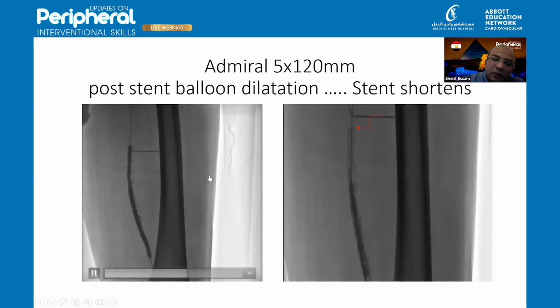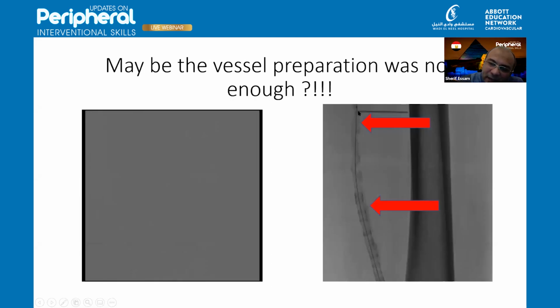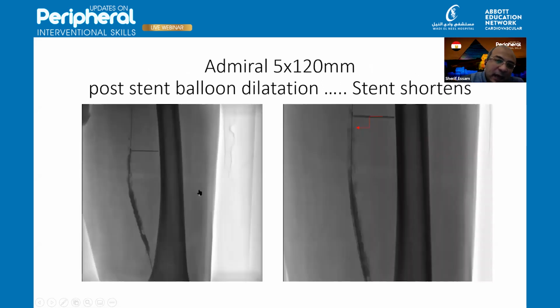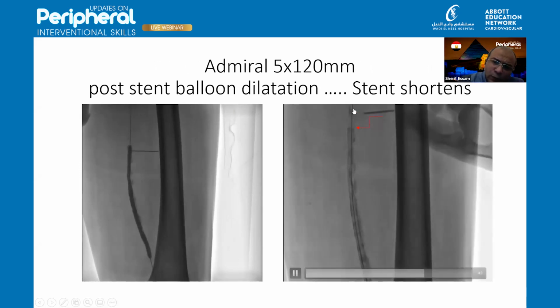So when we saw this image, this part of the stent was not properly opening. And again, just concentrate that the stent is reaching up to the pin, okay? So what we did is I went with the balloon and did a post-stent balloon dilatation. What happened with the post-stent balloon dilatation is this shortening of the stent. The stent was reaching up to here.